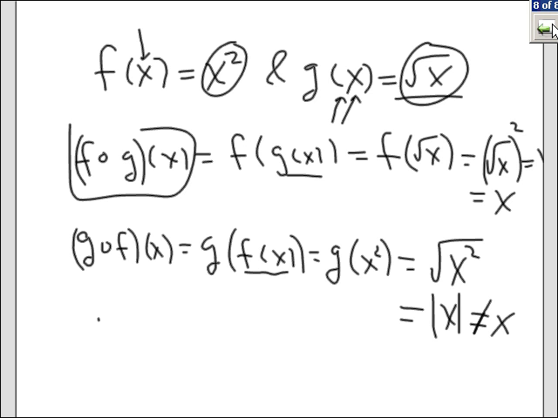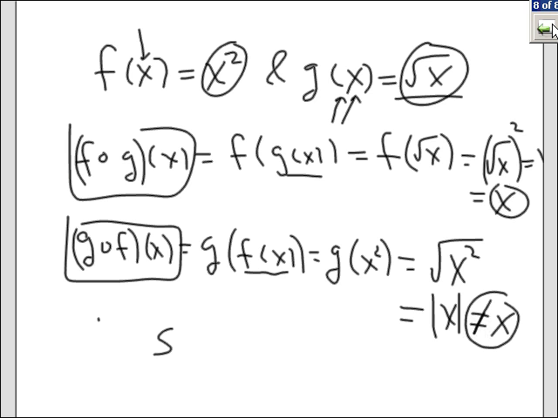This here, it gave me back x. But when I reversed it, I did not get back x. So, f and g are not inverses.